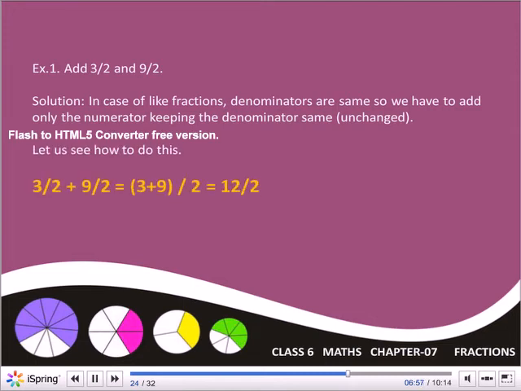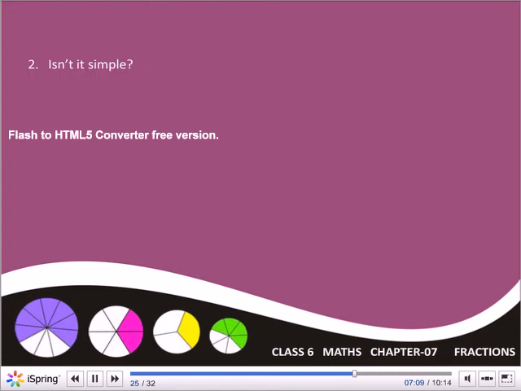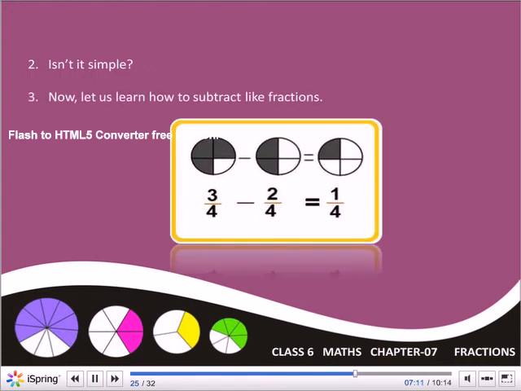3/2 plus 9/2 is equal to (3 plus 9) divided by 2, which is 12/2. Or, if we write it in the lowest or simplest form, it will be 6. Isn't it simple? Now let us learn how to subtract like fractions.